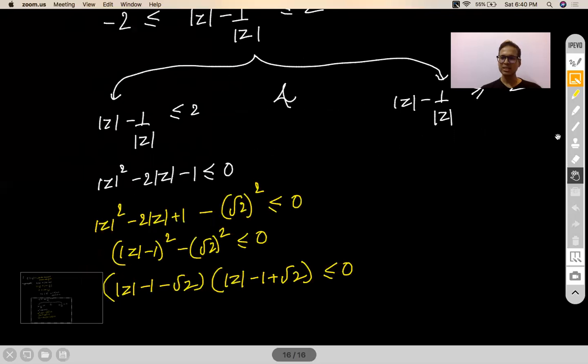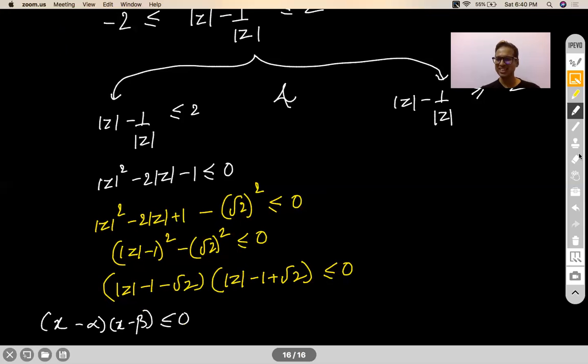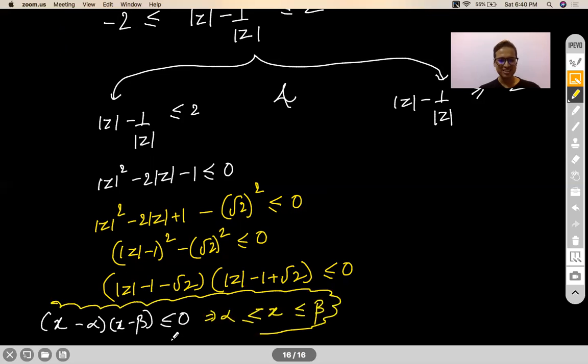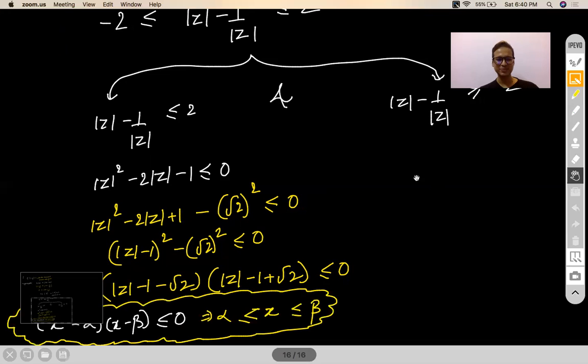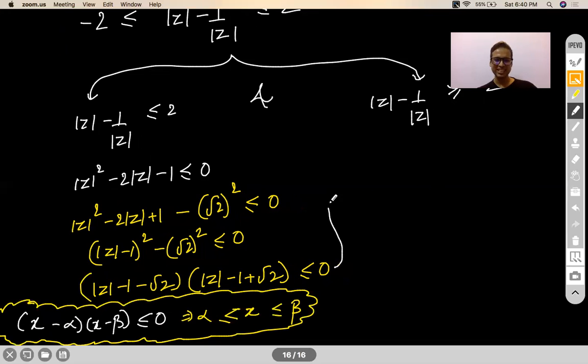Right? Now, whenever an equation like this comes to us, it reminds me of x minus alpha, x minus beta less than or equal to 0. Right? So if you remember your inequality chapter, this was satisfied by those values of x which lied between alpha and beta, right? Okay, I hope everybody remembers this. If you don't remember this, it means you're not revising your previous chapters, you're not practicing questions. Okay, so in light of this, I can say that mod z should lie between root 2 minus 1 and root 2 plus 1.